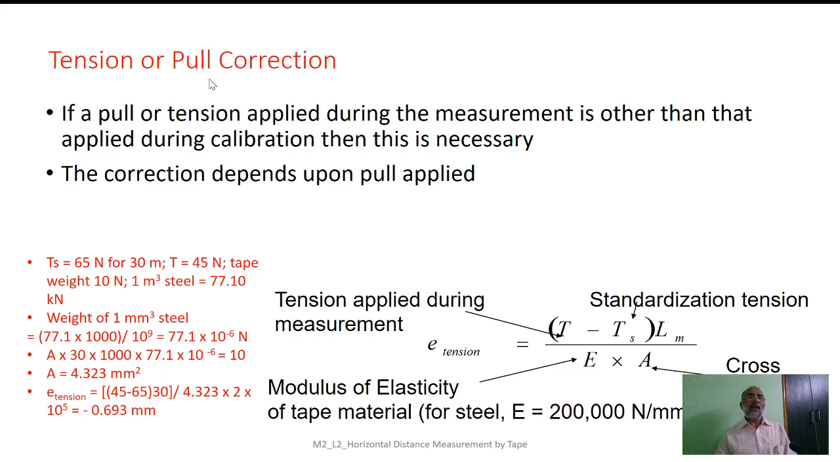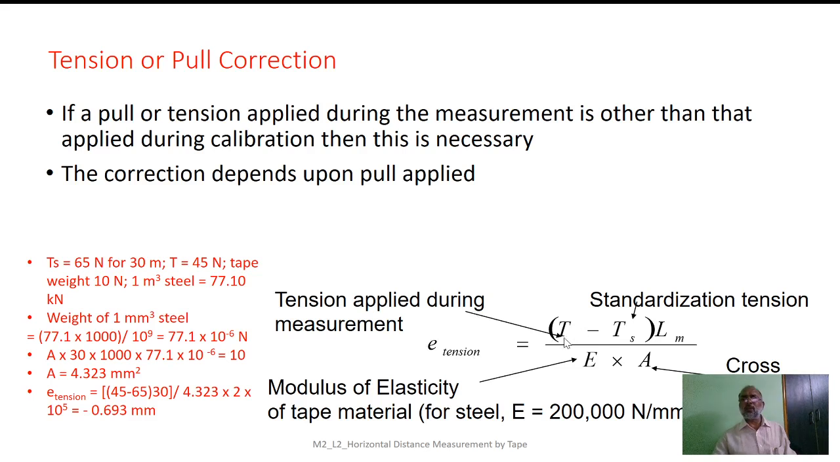Here, say, if the pull applied is more than the designed one, the chain or the tape that we are using will be elongated, and hence the correction will be positive. If the pull applied is not sufficient, the correction has to be negative. In order to work out this particular correction, we can make use of this particular expression.